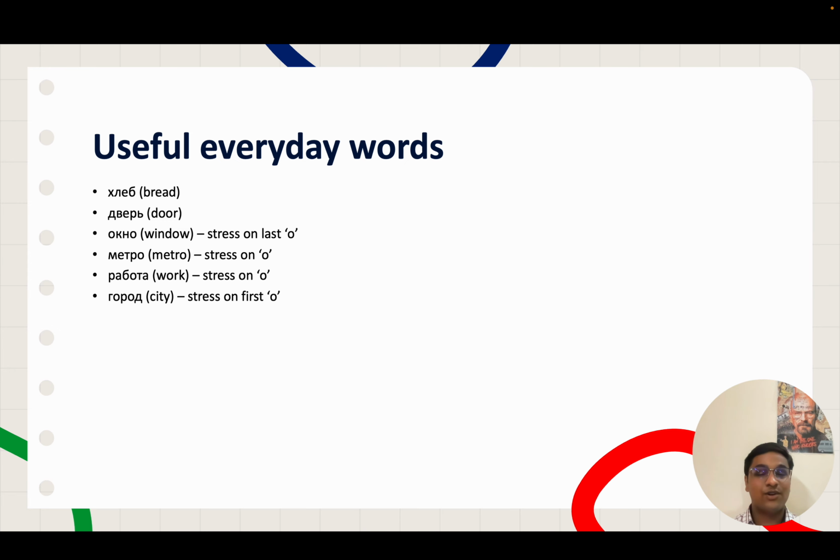Next we have gorad. Gorad means city. In this word also we have two O's and only the first O is stressed. Hence it is read as gorad. It's not read as gorod or garod, but this word is read as gorad, and the spelling is G-O-R-O-D, gorad.